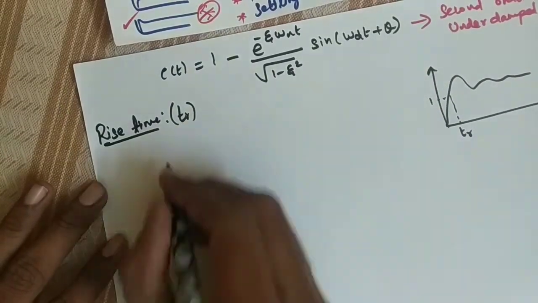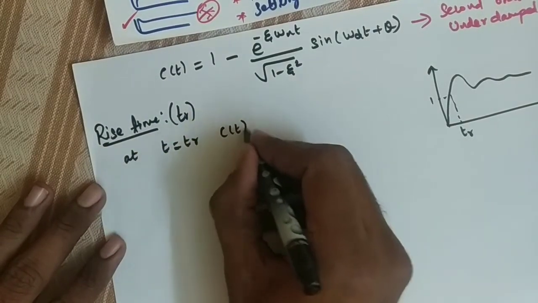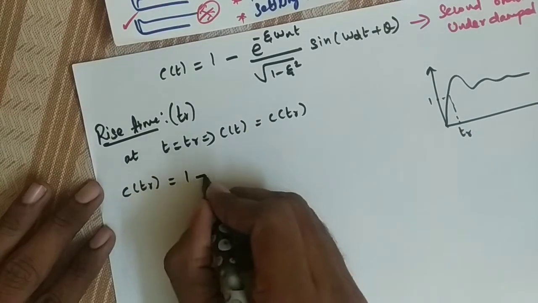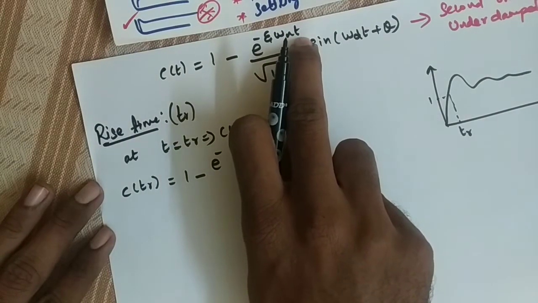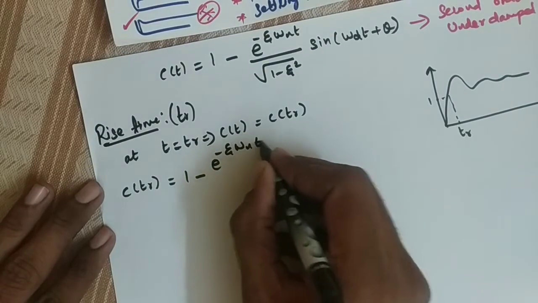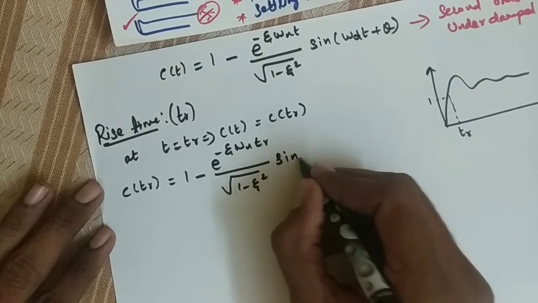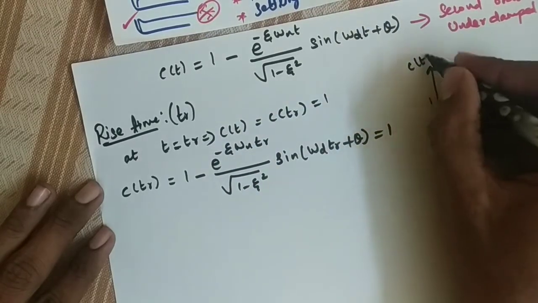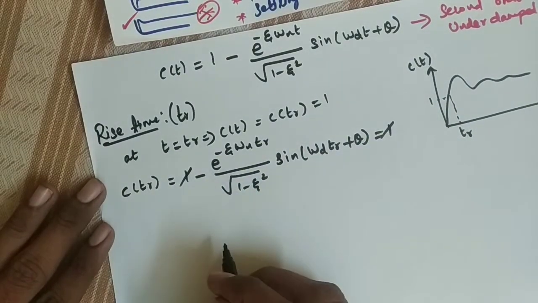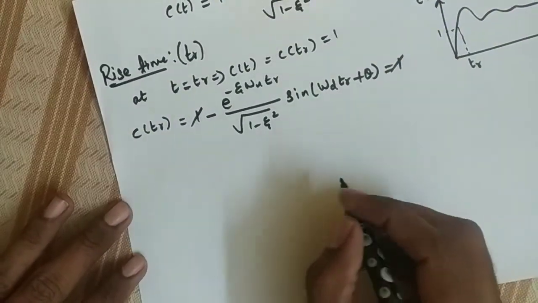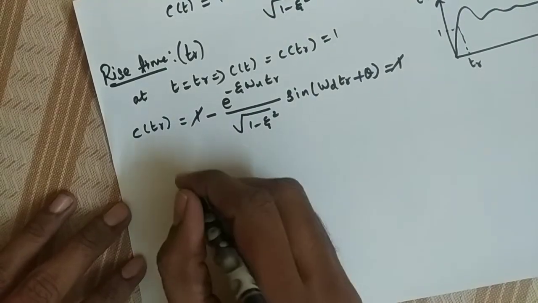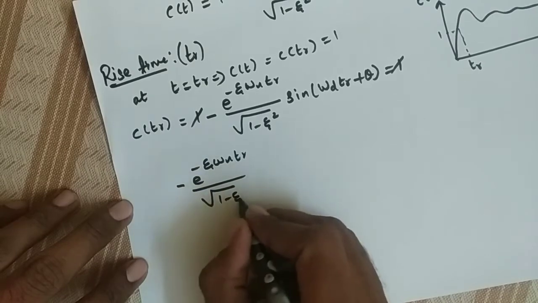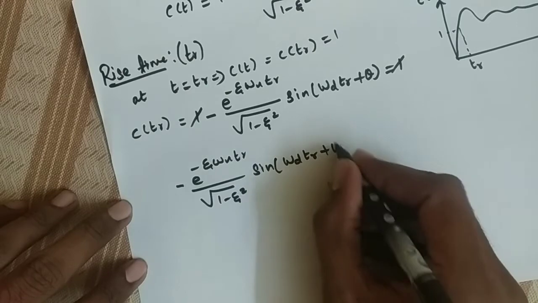So we know that at t equal to tr, c of t is equal to c of tr, is it not? So c of tr is equal to 1 minus e power minus eta omega n tr divided by root of 1 minus eta square sine of omega d tr plus theta, equal to 1, because we are saying that at tr the response will be 1. This is c of t, is it not? So the 1 gets cancelled. This is what we have now: e power minus eta omega n tr divided by root of 1 minus eta square times sin of omega d tr plus theta equal to 0.